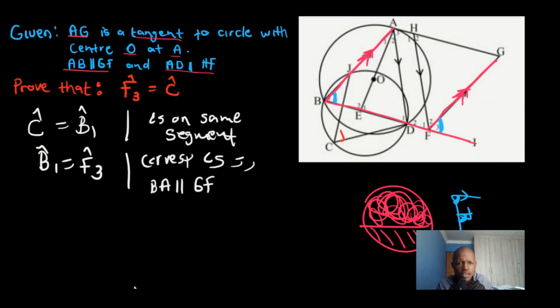So that's the reason. As you can see, we were asked to prove that F3 is equal to C, and I've just proven that. There is C all the way up to F3. So we are done with solving this problem. So you can just say, therefore, angle C is equal to F3, or angle F3 is equal to C.